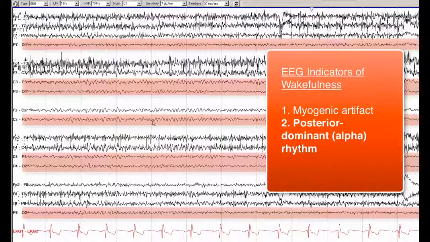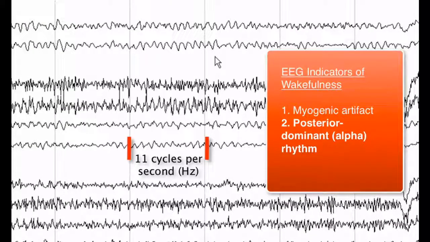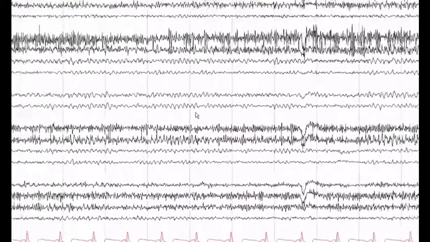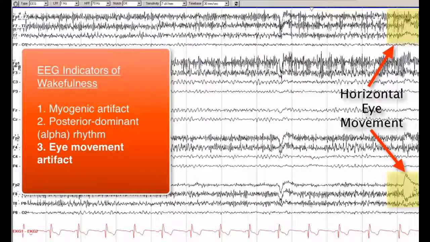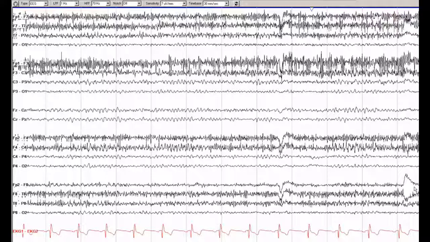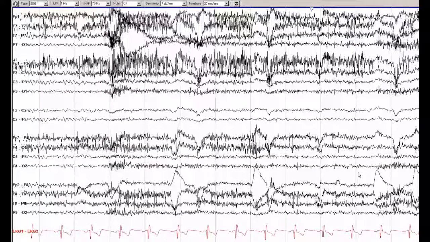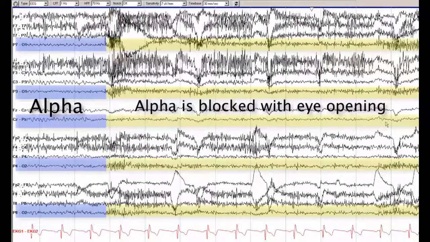In this case, the alpha rhythm is 11 Hz, which is well within the normal range. Thirdly, we can see some eye movements, including an eye blink here, and a quick horizontal eye movement here at the end of the page. All of this suggests normal wakefulness, likely with eyes closed, at least initially. As we scroll forward, we can see some eye opening with prominent eye movements, more muscle artifact, and a blocking of the posterior dominant rhythm.